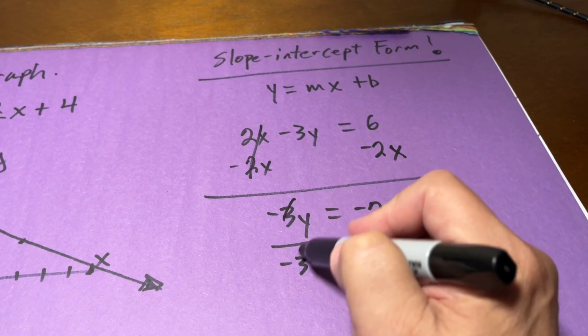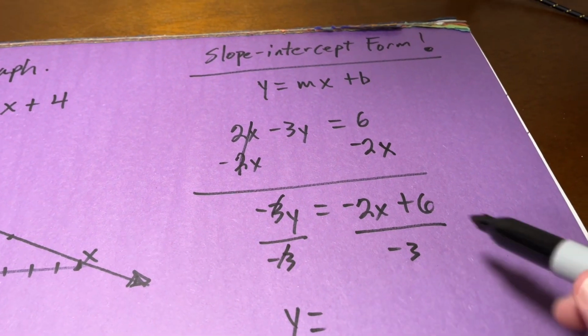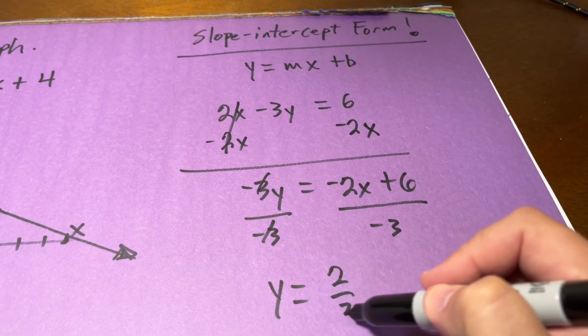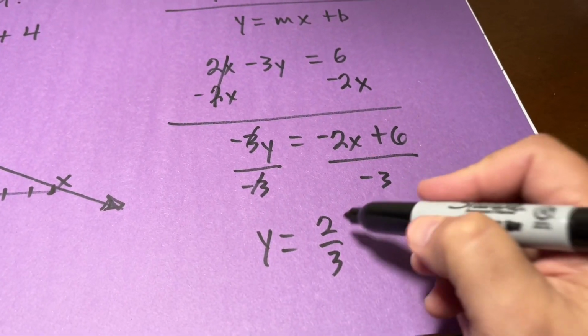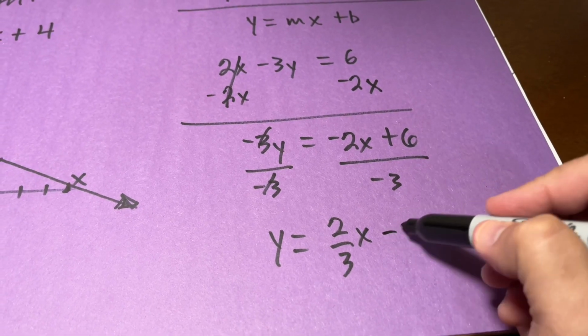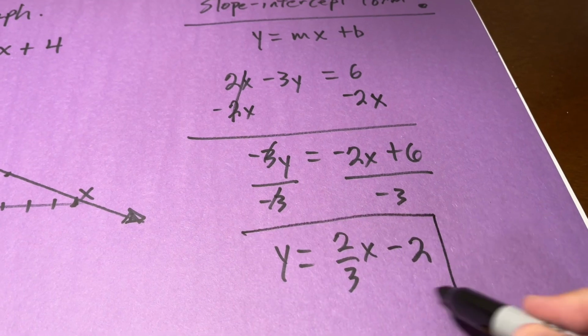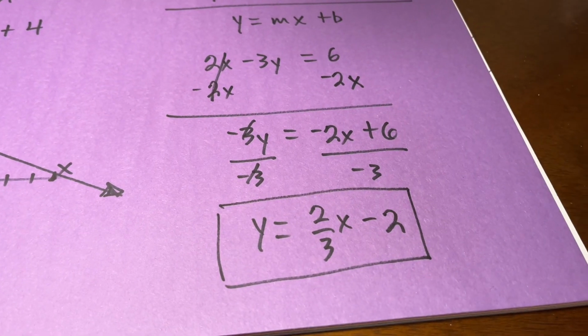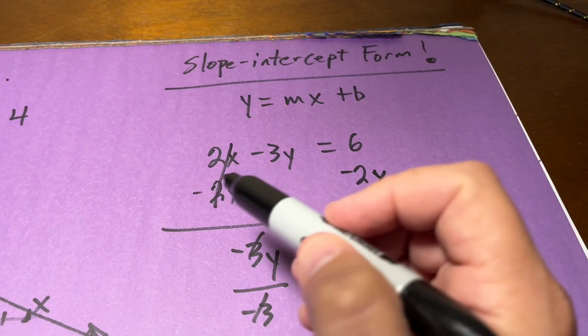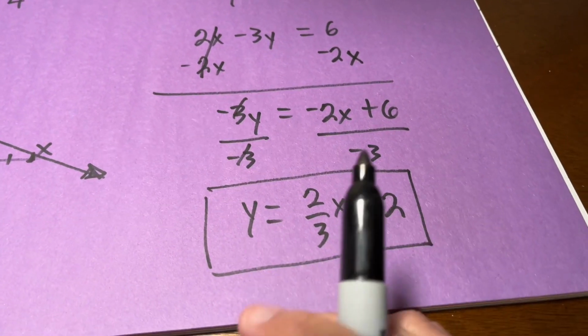Of course, these -3s are going to cancel, and I have y equals, and here's what I have, -2 divided by -3, which is a +2/3. That's the slope. And then I have 6 divided by -3, which is -2. So this is my slope-intercept form for this line. So I took an equation that was not in slope-intercept form, and I put it in slope-intercept form.